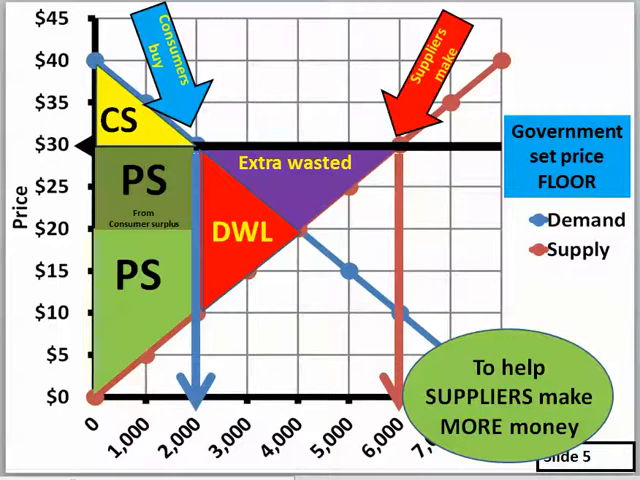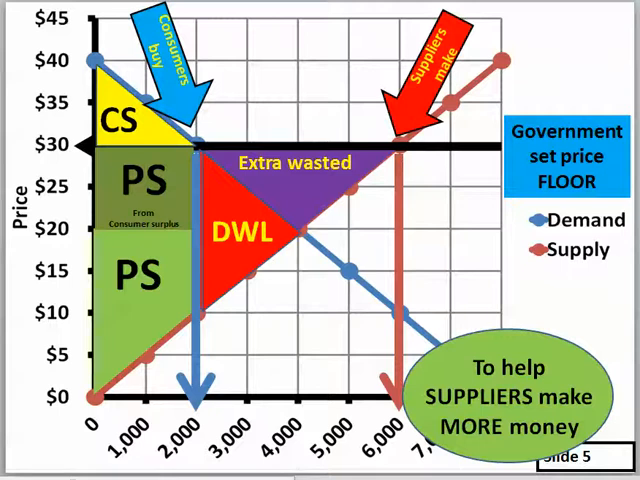The lighter shade was part of the usual producer surplus that the producers would have made if the product had sold at equilibrium price. But because the government has set this price floor above equilibrium, we now have that darker shaded green area called PS, and that extra producer surplus came from the surplus that would have been the consumers' if there had been no government interference in the free market.